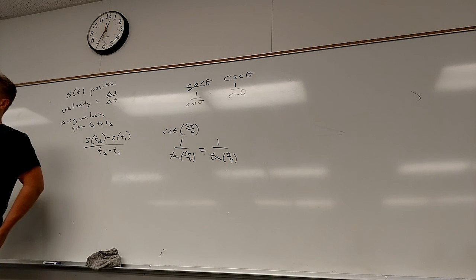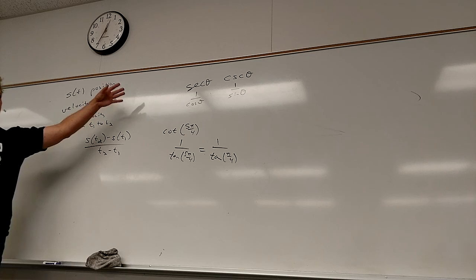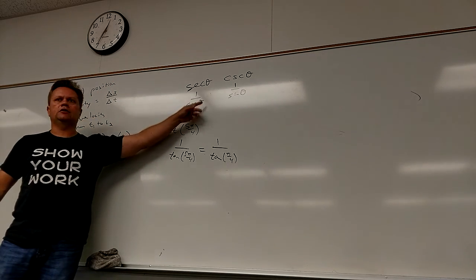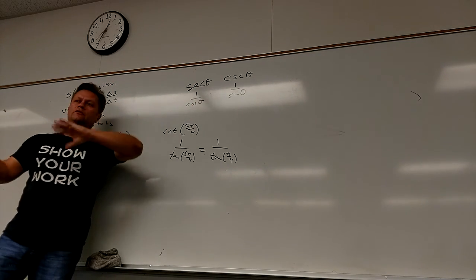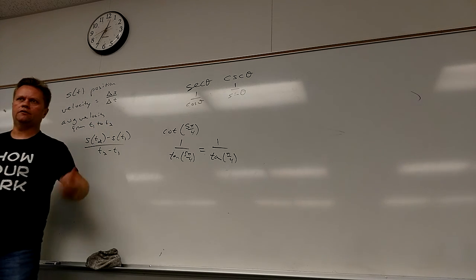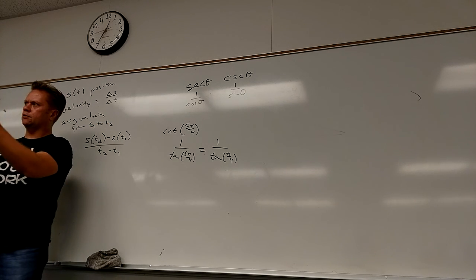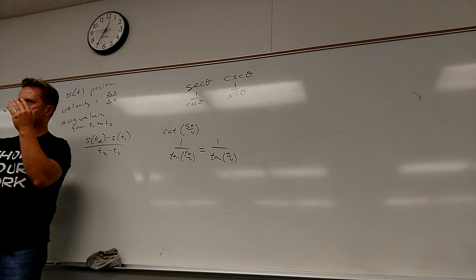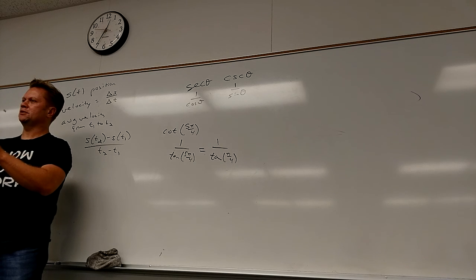You can do the same thing with secant. You rewrite it as 1 over cosine, or if you had cosecant, you rewrite it as 1 over sine. Figure out the reference angle. Is it positive or negative? Boil it down to a value you've got memorized. You're supposed to.